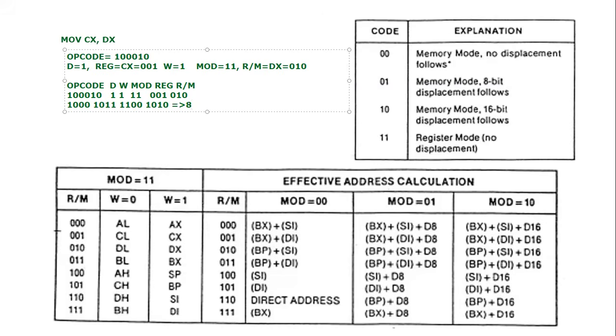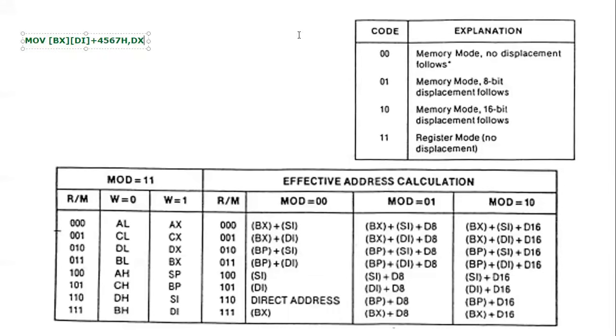That will lead towards 1000 is 8, 1011 is B, 1100 means C, and 1010 means A. So the equivalent machine code of the assembly instruction move cx comma dx is 8BCA, in binary code conversion or machine code conversion, right? Let's take one more example just to understand it further.